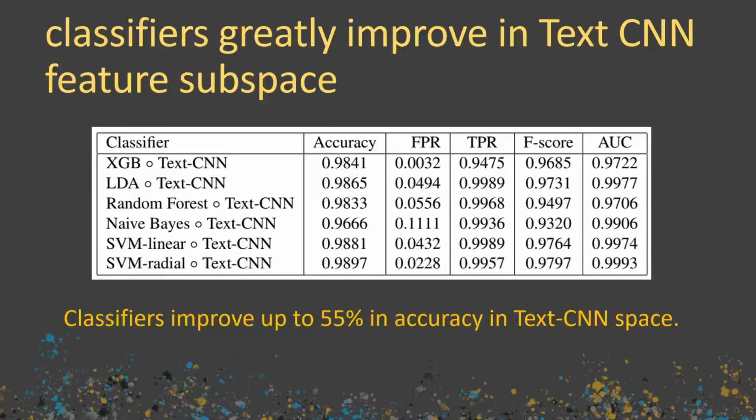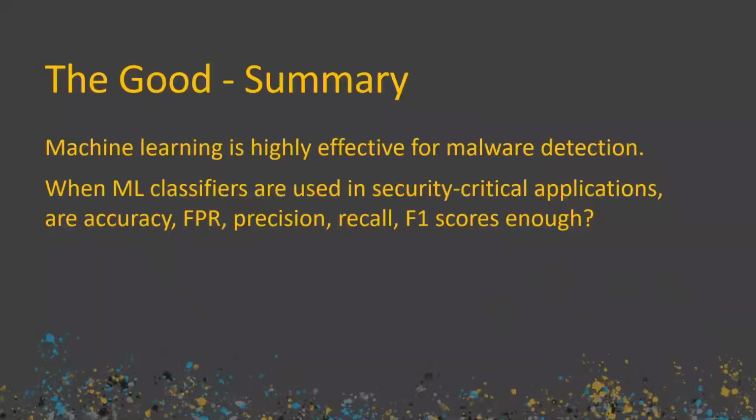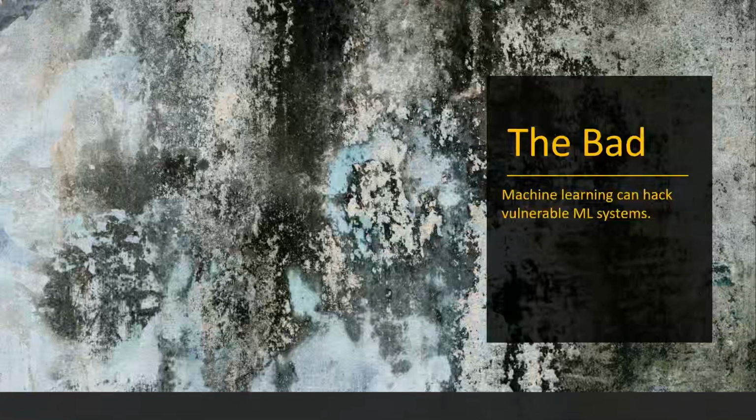So this is really great, and this is the good role of machine learning being effective and accurate at detecting attacks. And we also evaluated accuracy, false positive rate, precision, recall, and F1 scores, but are these things enough when the machine learning algorithms are used in security critical applications? So with that question, we go to the next part, the bad part.